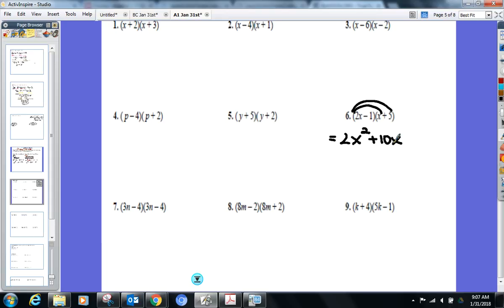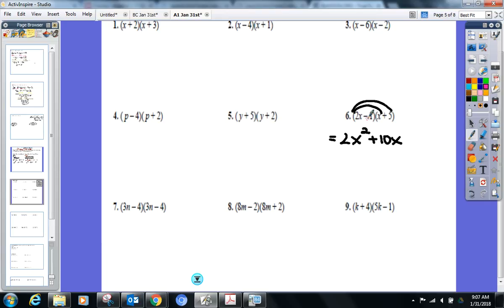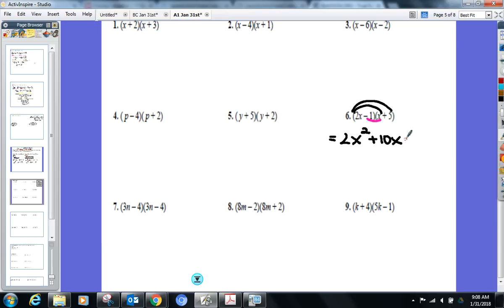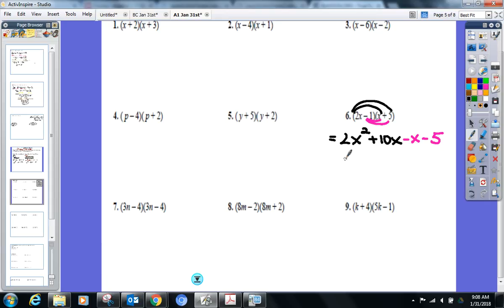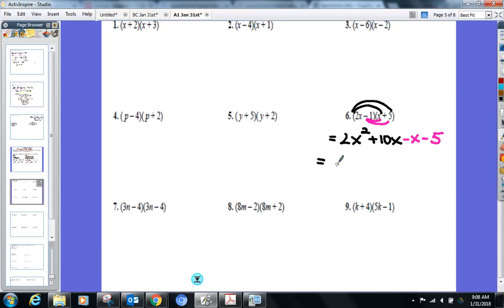Where's the second? What are we going to distribute second? Negative 1. Go right ahead, ladies and gentlemen. Negative 1 times x. Negative x. Negative 1 times 5. Negative 5. Combine your like terms in the middle. 2x squared. Can't combine anything with that, but what about these two? Plus 9x minus 5. Yes, sir.